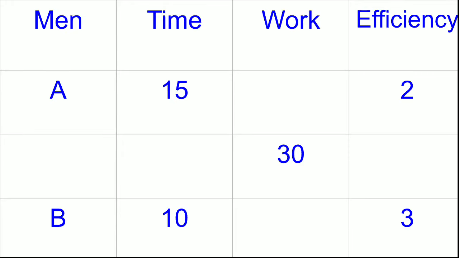I have shown it here. Man, time, work, efficiency. Men A and B. Time taken by them is 15 days and 10 days. LCM of 15 and 10 is 30. So 30 divided by 15 gives efficiency 2, and 30 divided by 10 gives efficiency 3.